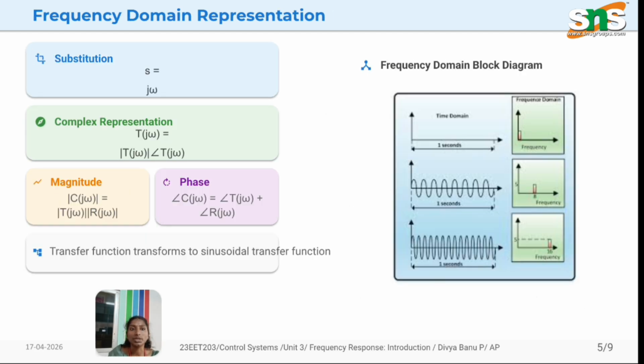When we substitute s equal to j omega, the representation is T of j omega. The magnitude and phase angle are differentiated. Magnitude is the magnitude of T of j omega, into R of j omega, whereas the phase angle is the angle of T of j omega plus the angle of R of j omega. So the transfer function transforms to a sinusoidal transfer function. Here we have a frequency domain block diagram with a time domain of 1 second, and for a particular period of time, how the frequency changes.